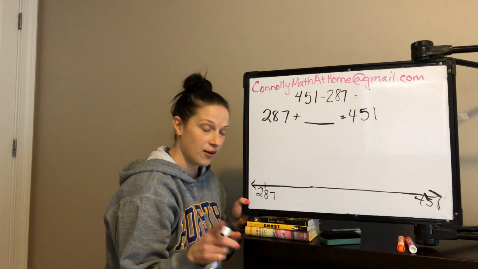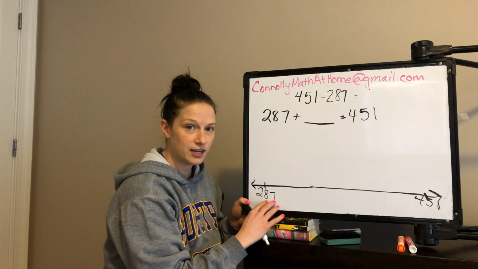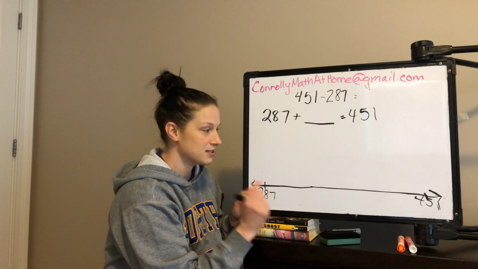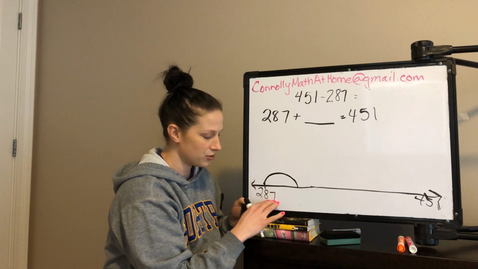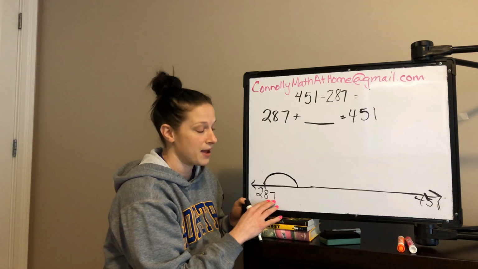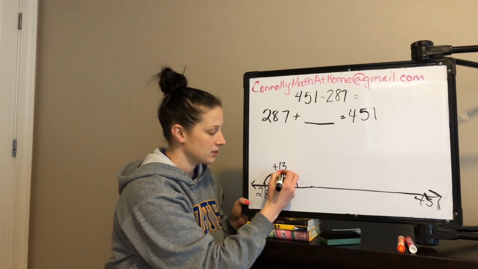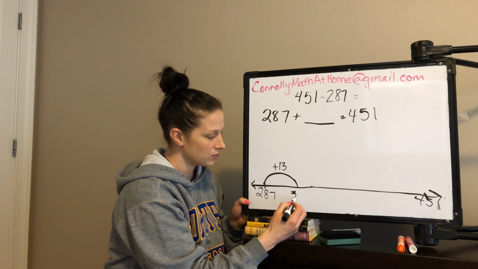All right, so I talked to you about how your students have been learning how to make groups of 100 for basically their whole school career. So they practice with groups of 10, they practice with groups of 100. So we know if I add 3, I'm at 290. If I add 10 more, I'm at 300, so that's adding 13. So 287 plus 13 gets us to 300.